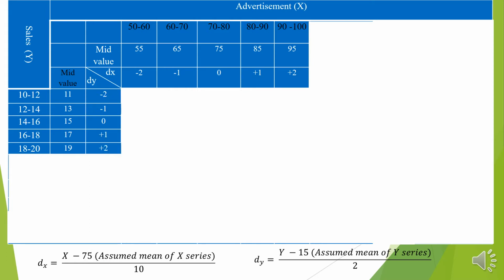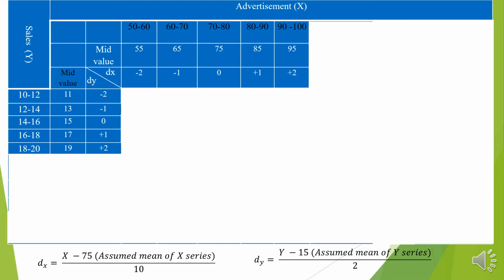So 11 minus 15 is equal to minus 4, divided by the class interval 2. The next one is 13 minus 15, so minus 2 divided by 2 is equal to minus 1. Similarly here it is 15 minus 15, 0 divided by 2, is equal to 0. The next one, 17 minus 15, so the answer is 2, and 2 divided by 2 is equal to 1. Similarly we did it for the other one. Okay, so now we got this.